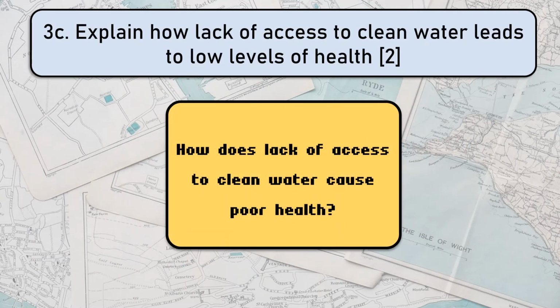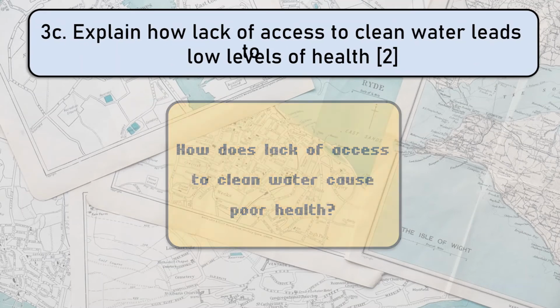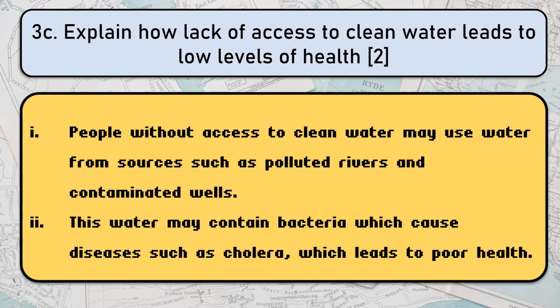So then, explain how the lack of access to clean water leads to low levels of health. So why does a person have low levels of health when he or she has lack of access to clean water? This is a simple question. So when people do not have access to clean water, they may actually use contaminated water from other sources such as polluted rivers or contaminated wells. So bacteria may have already been introduced in this water source, and this water source is contaminated. So because this water contains bacteria, when they consume it, it leads to diseases and hence low levels of health.